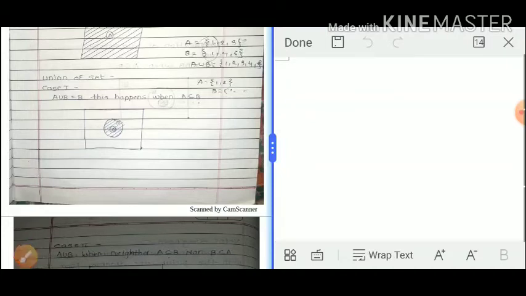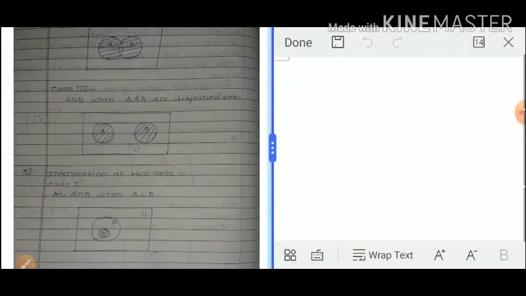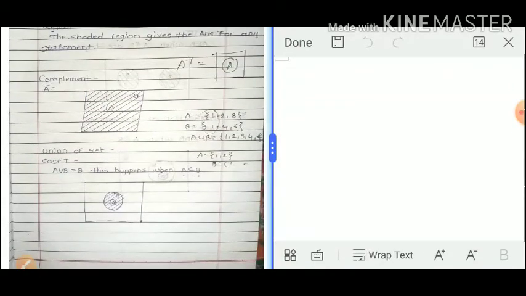Second is union of sets. Here there are three cases we use. Case first, A union B equals B. This happens when A is a subset of B. A subset of B means all the elements of A belong to B. And union means all the elements which are either in A or in B or in both. Common elements are considered one time only.